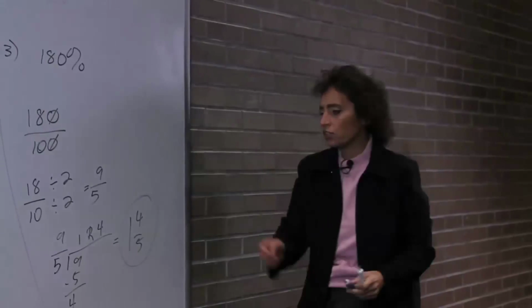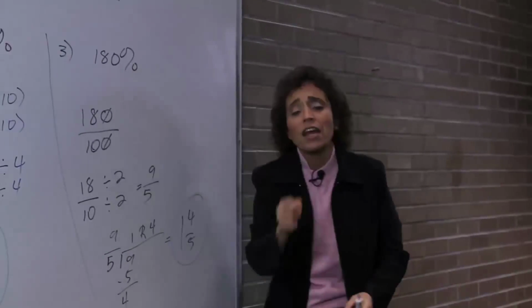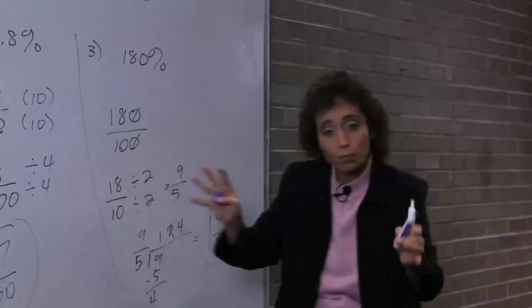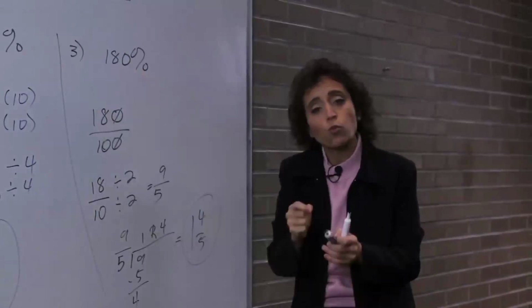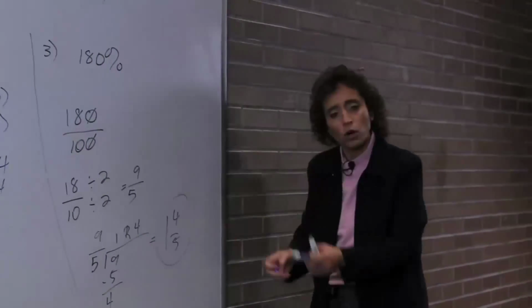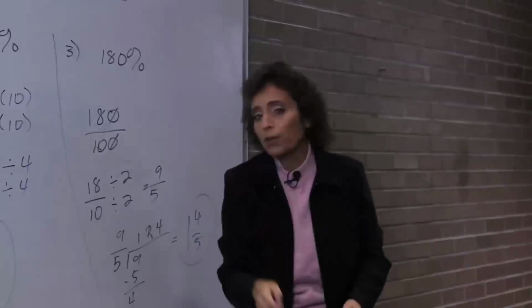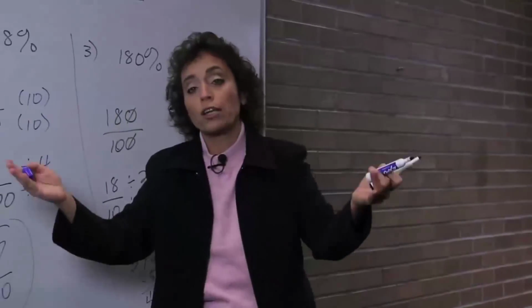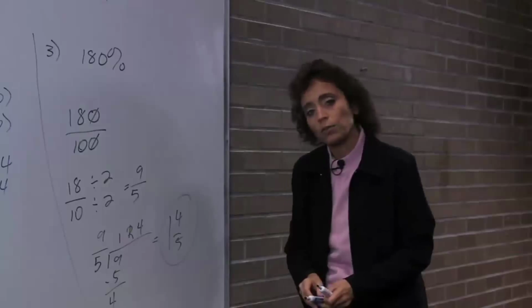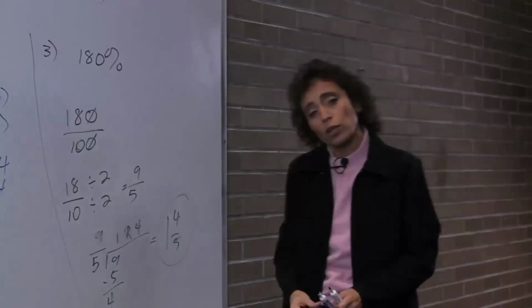1 4/5 is the same thing as 180%. That should make some sense to you. Here's why it should make some sense. Watch. 100% is 1. 180% has to be more than 1. But not as much as 2, because what would 2 be? 200%. So it's got to be somewhere between 1 and 2. Okay? And that's somewhere between 1 and 2.